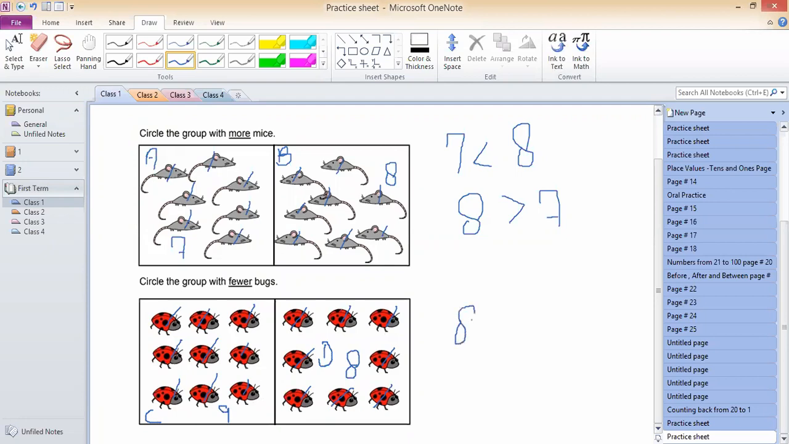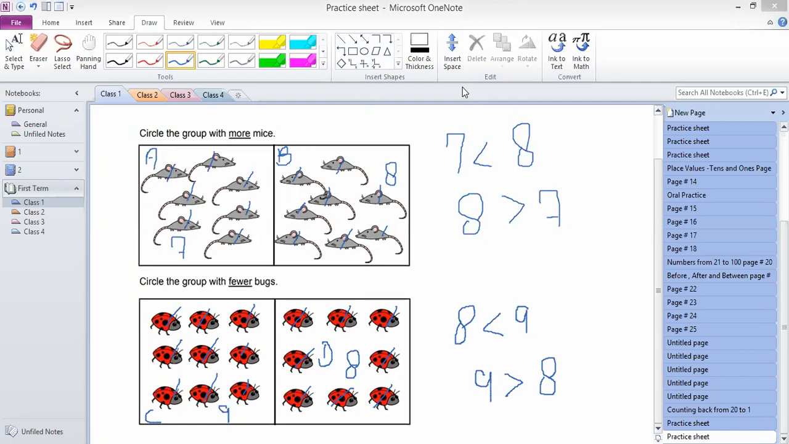So 8 is smaller than 9. It is less than 9. And 9 is bigger than or greater than 8. Yes, guys, which is smaller? 8 is smaller or 9 is smaller? 8 is smaller. Very good. So what will you say? Group C has fewer bugs or group D? Which has fewer bugs? D. Very good. Group D has fewer bugs than group C.